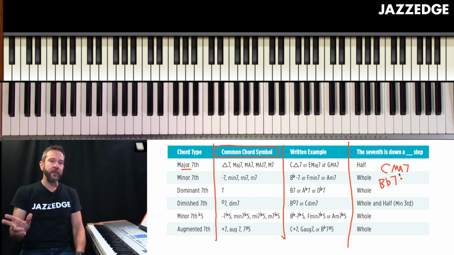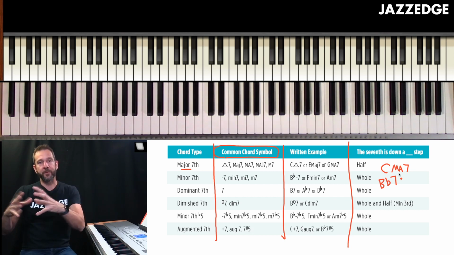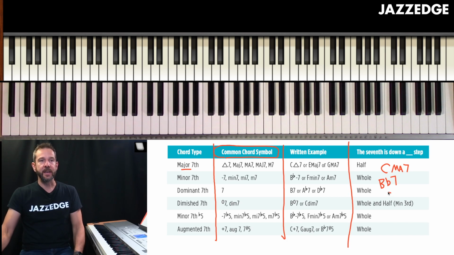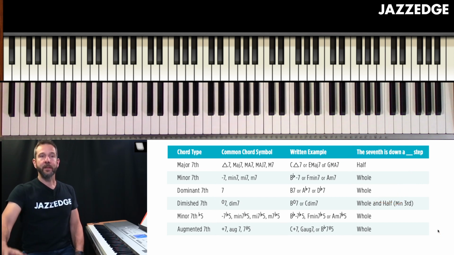Anytime you have a letter with a sharp or flat right after that letter, that sharp or flat goes with that letter, okay? It always goes with that letter, all right? So if I saw something like C sharp 7, that C sharp goes with the C. The sharp goes with the C. So it's a C sharp, that's the root. The chord symbol is 7, okay?